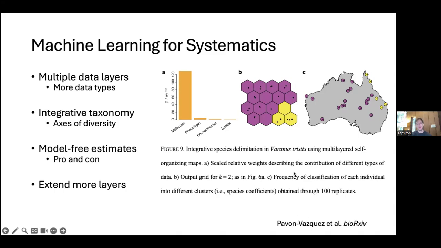It's also been used, there's a preprint where they use this in Australia and found a new monitor species, Varanus. Again, the molecular data predominate, but they found that the phenotypic data were the second most important, in contrast to the salamanders. The last thing I want to mention is that we can keep adding layers to this. One thing I talked about in the paper, but haven't implemented yet, is the idea that we could potentially implement conservation layers.